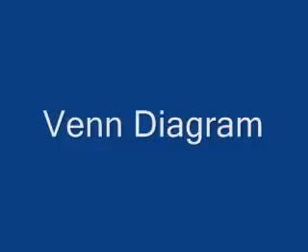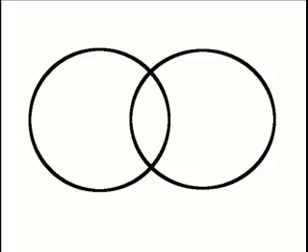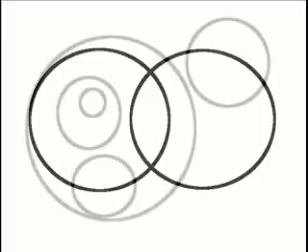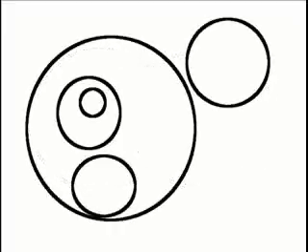Now it is time to make a Venn diagram. We think of Venn diagrams as being this, with 2 overlapping circles. In actuality, a Venn diagram is just a series of nested circles. However many there are, and however many may overlap, it's still a Venn diagram.